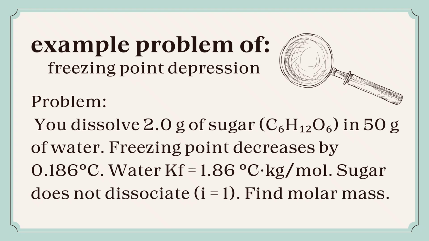Here's the example problem of freezing point depression. The problem is you dissolve 2.0 grams of sugar in 50 grams of water. The freezing point decreases by 0.186 degrees Celsius. For water, K sub F equals 1.86 degrees Celsius kilogram per mole. Sugar does not dissociate, so the Van't Hoff factor equals 1. So find the molar mass.